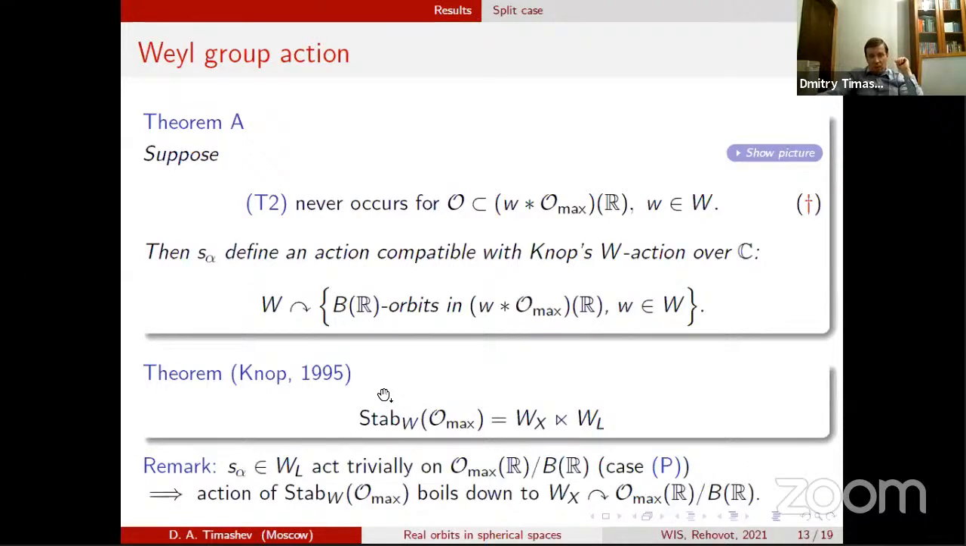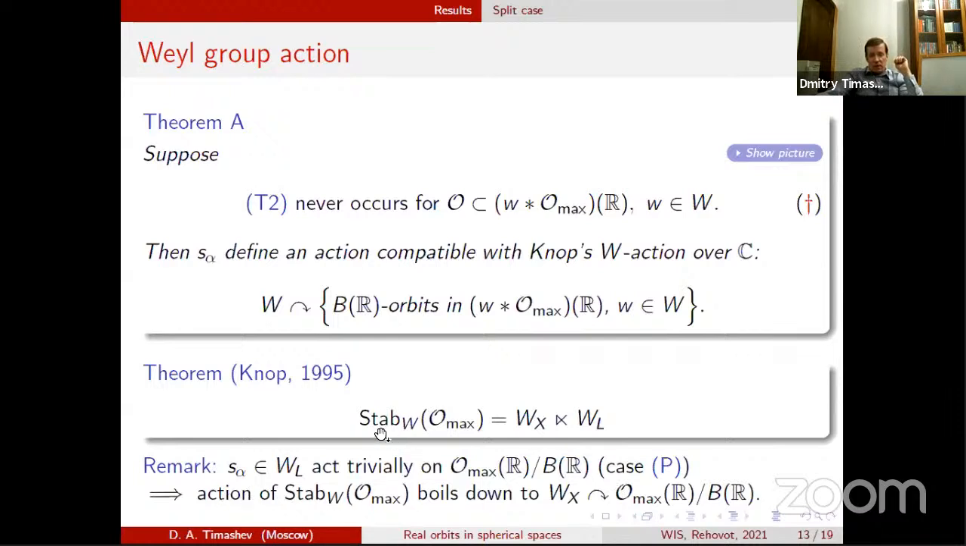And if you observe that the simple reflections corresponding to simple roots of the Levi, the simple reflections sitting in the Weyl group of the Levi, act trivially on real Borel orbits, on open real Borel orbits, on real Borel orbits sitting in the real locus of the open complex one. Because in this case we are, due to the local structure theorem, always in the P case.